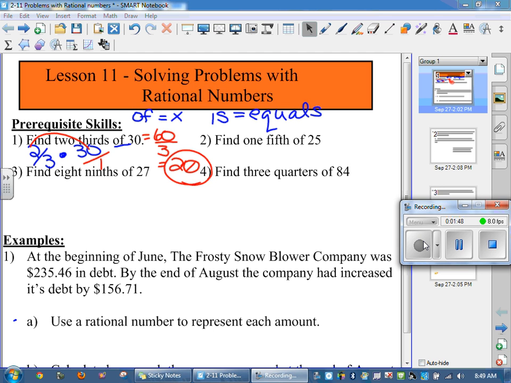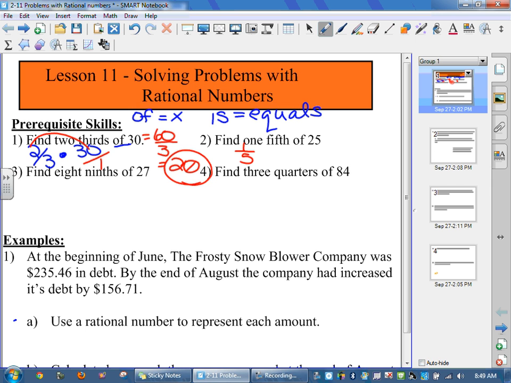Okay, we've got a couple minutes to work on that. So 1/5 of 25, we're going to write it as 1 over 5, 1/5. Of means times, and then I'll put 25 over 1. You multiply your top numbers, 1 times 25 gives me 25. Multiply the bottoms, 1 times 5 gives me 5. Divide them out, you get 5. Most of you got that one right. Good job.